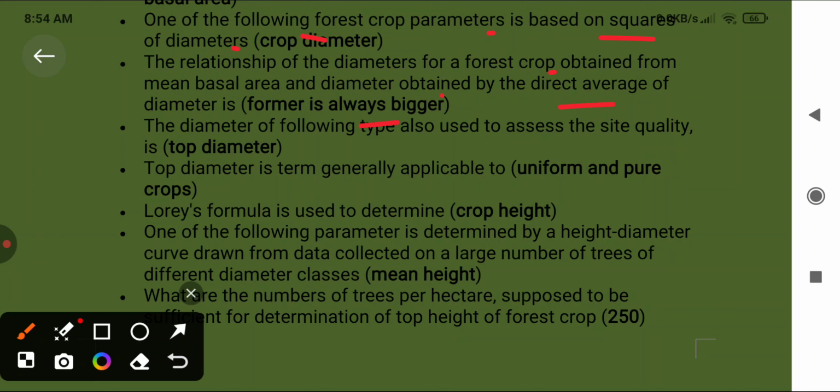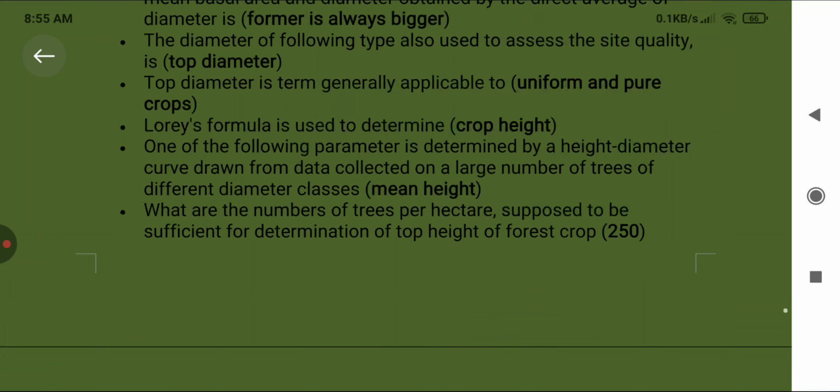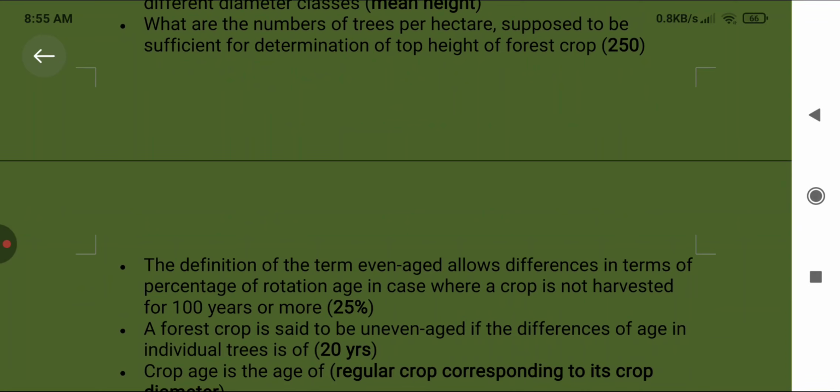The diameter of following type also used to assess the site quality is top diameter. Top diameter is a term generally applicable to uniform and pure crops. Lorey's formula is used to determine crop height. One of the following parameters determined by height diameter curve drawn from data collected on a large number of trees of different diameter classes is mean height. The number of trees per hectare supposed to be sufficient for determination of top height of a forest crop is 250.